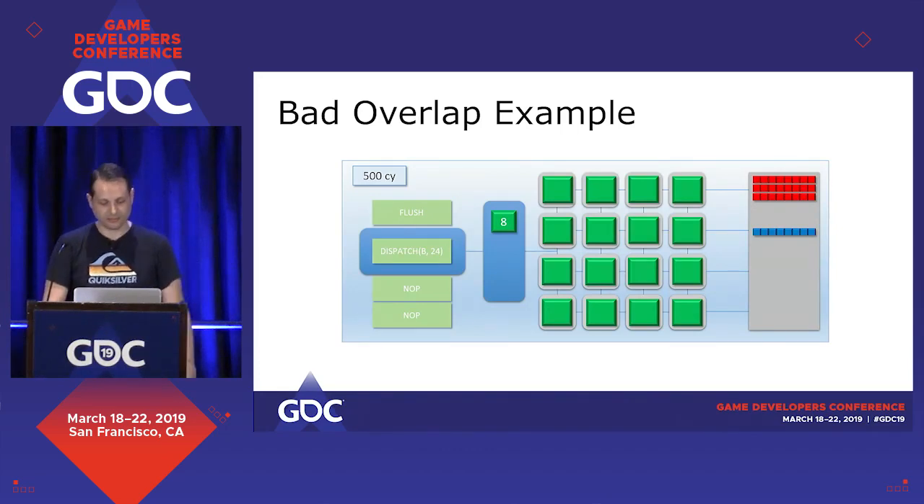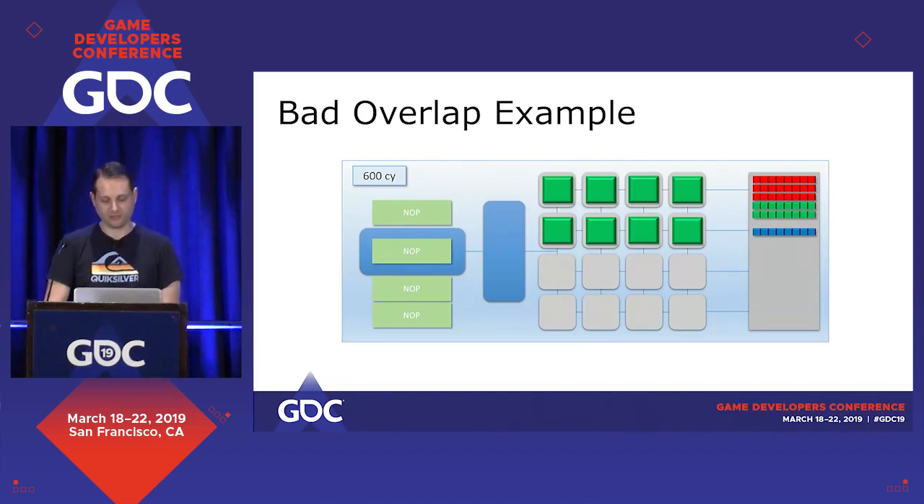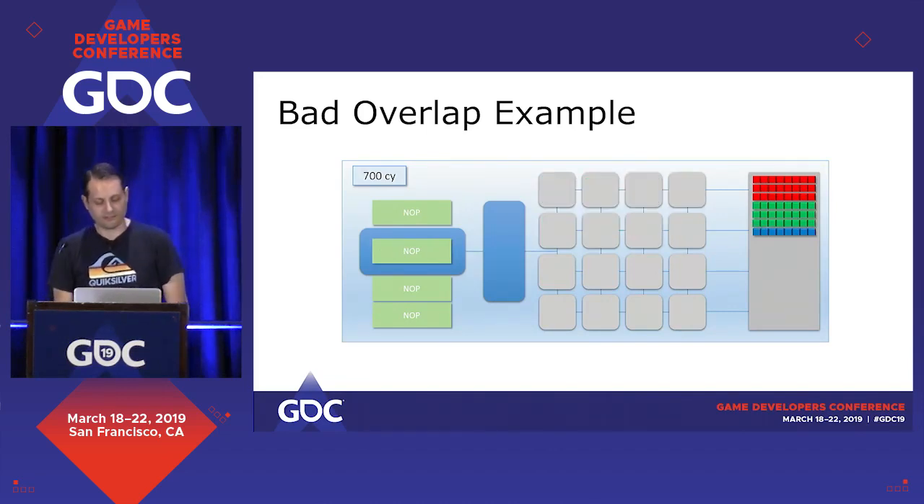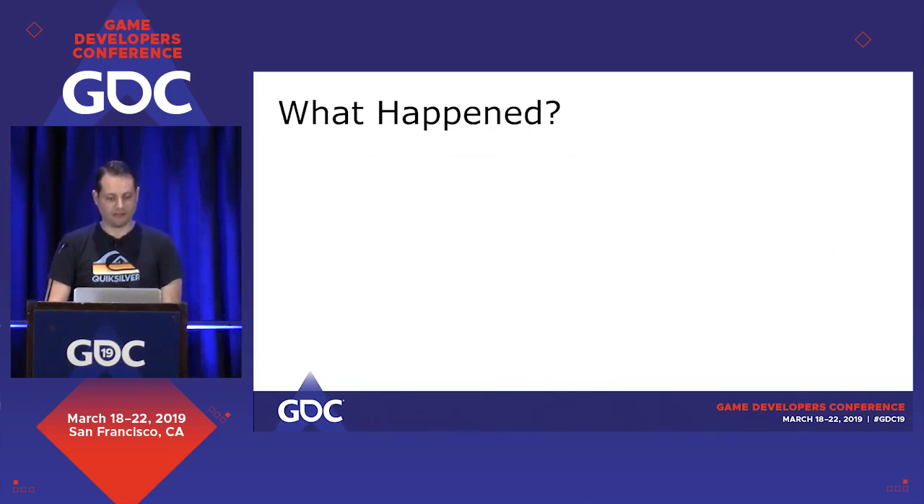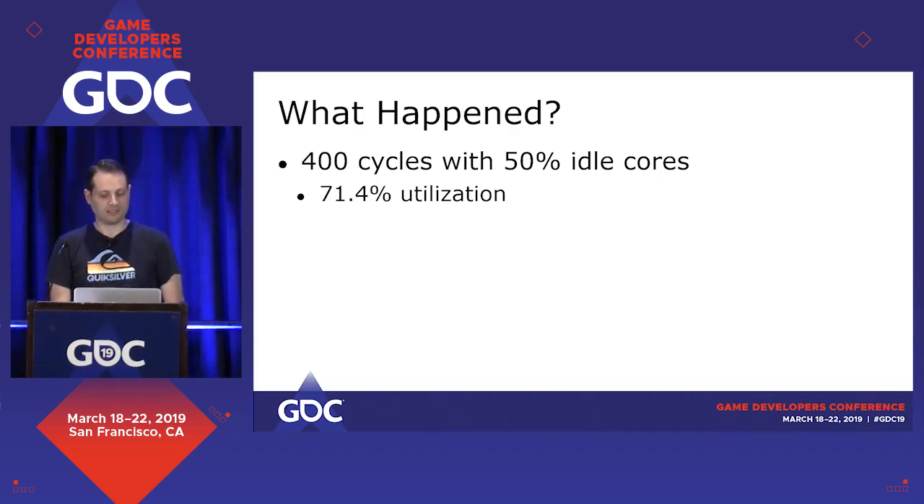Then we can proceed as normal and get the first 16 threads up on the shader cores. 100 cycles later, we do the remaining 8, and the whole thing finishes at cycle 700, and everything's in memory. So what happened there? That did not go so well. We had 400 cycles where we only had 50% utilization, and half our cores were sitting idle. That drops our total utilization for the whole sequence down to 71.4%, which is pretty bad. We tried to sneak things in and overlap them, but instead we just made it worse.